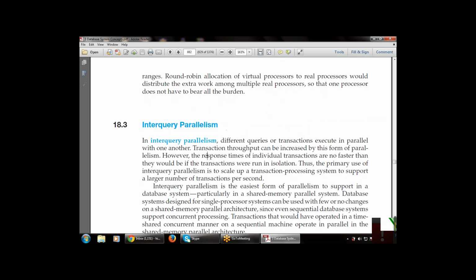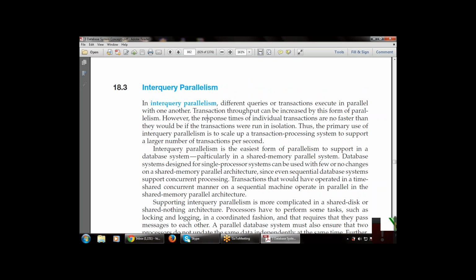Now next is interquery parallelism, that is, how parallelism is maintained across queries. In interquery parallelism, different queries or transactions execute in parallel with one another. Transaction throughput can be increased by this form of parallelism. Throughput means the output of the transaction processing system.